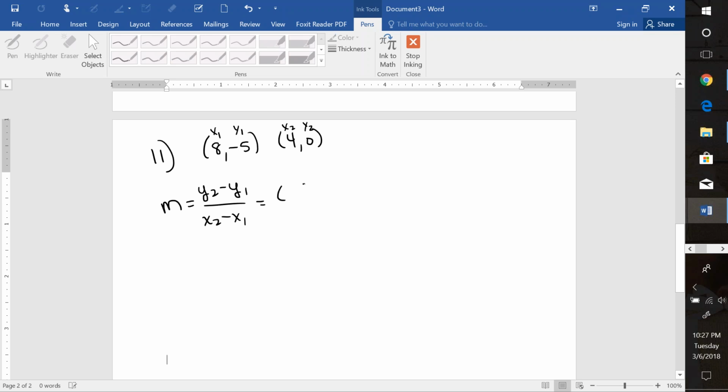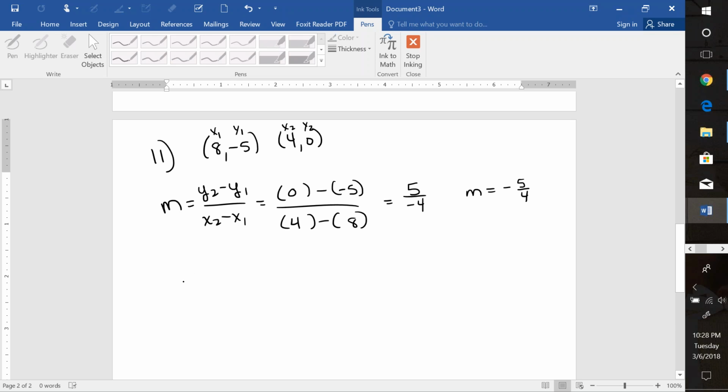So in our formula, you can just think of this as filling in some blanks. There's subtraction in the formula, but we're going to fill in these numbers. So y2 is 0, y1 is -5, x2 is 4, x1 is 8. 0 minus -5 is actually +5, so that's just 5. 4 minus 8 is -4. Now typically you want to make sure this is a reduced fraction, but there's nothing we can reduce here, so this is a slope of -5/4.